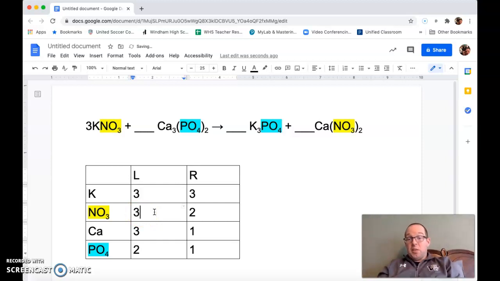Now, that does make things weird. It seems like it just made things worse, but at least we were able to balance potassium, and we may need to come back to that later. I don't want to spoil anything.